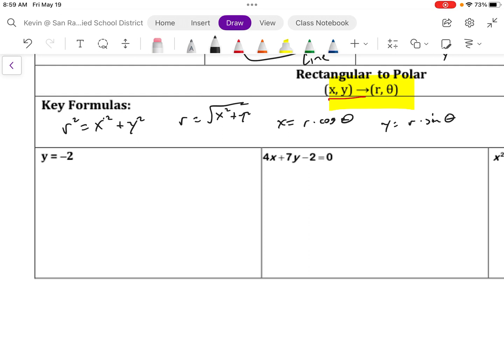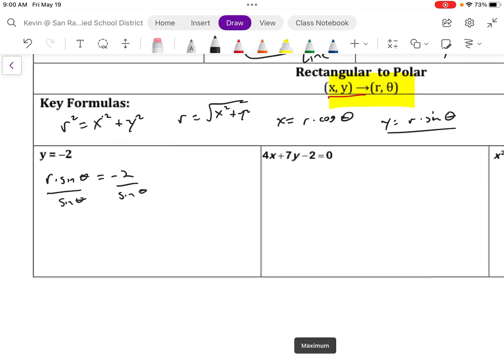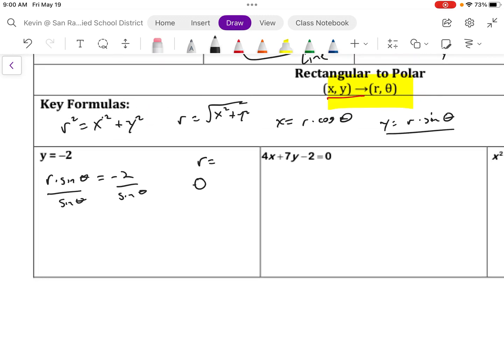Come over here. Anywhere we have x's and y's, we want to replace them with r's and thetas. So y equals r times sine theta equals negative 2. I want to get r by itself. When we have polar equations, they're always going to have either an r by itself or a theta by itself. So r equals or theta equals. In this case, r equals negative 2 over sine theta.